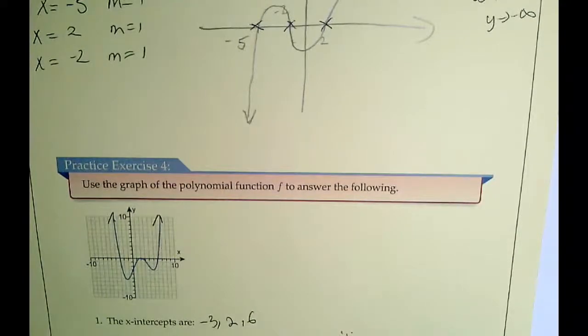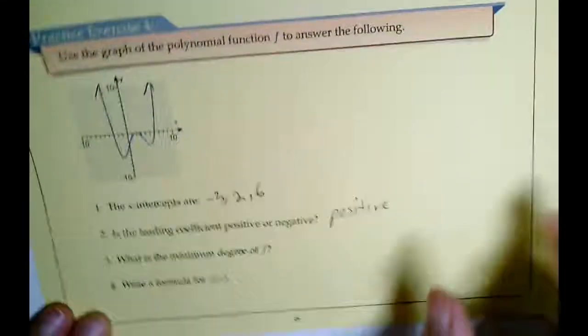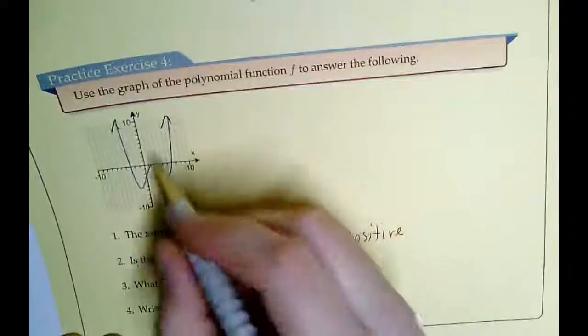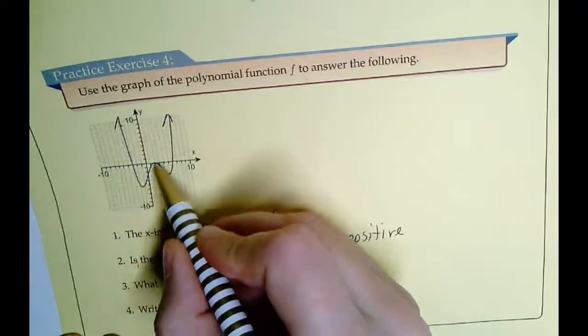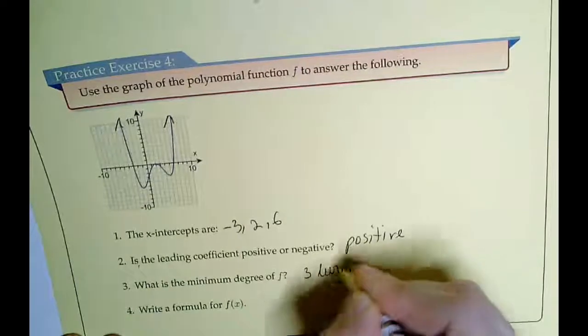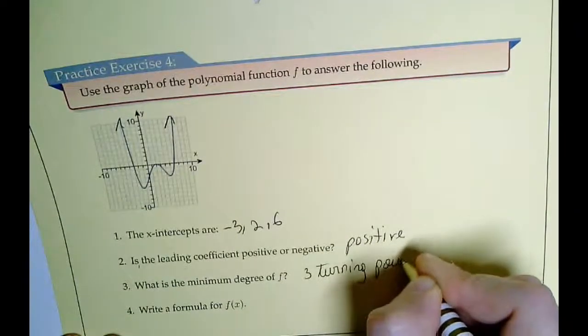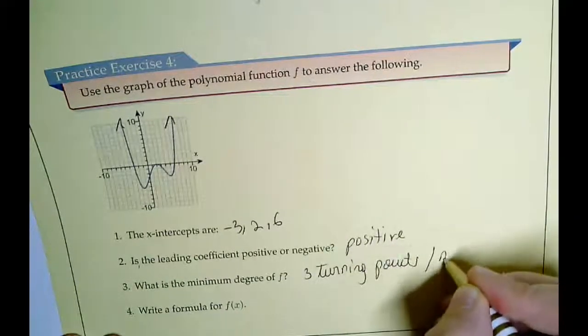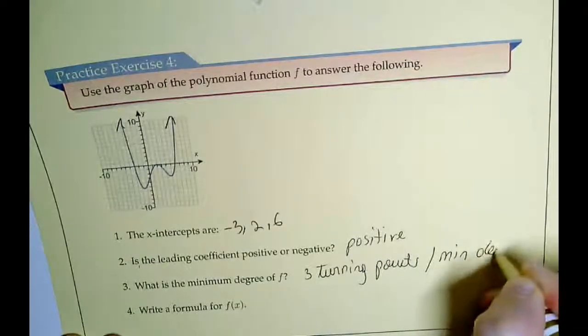What is the minimum degree of f? Well, how many turning points does it have? It has 1, 2, 3. So 3 turning points. So the minimum degree is 4.